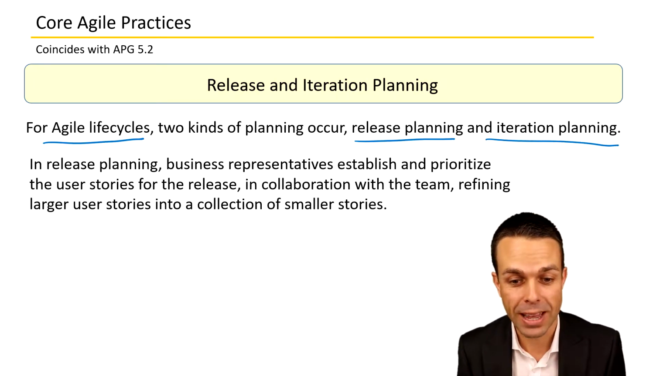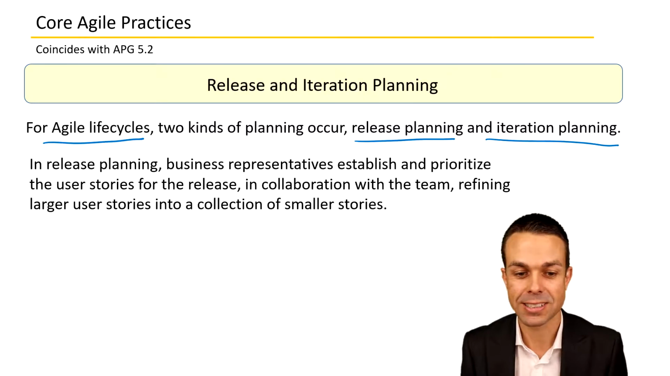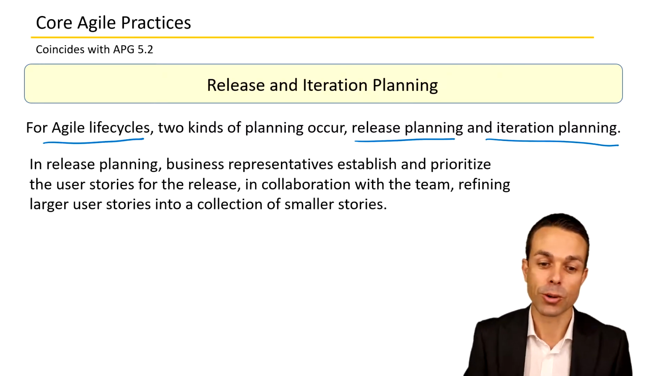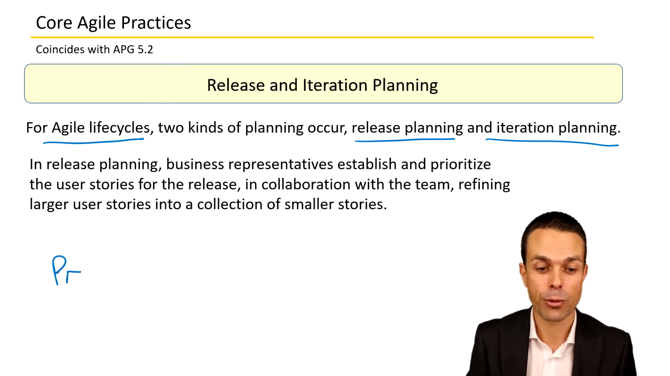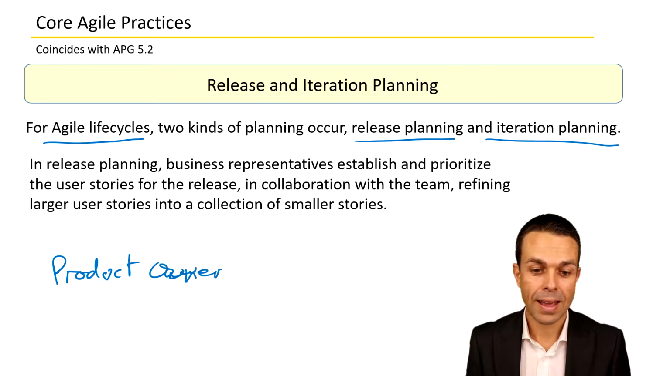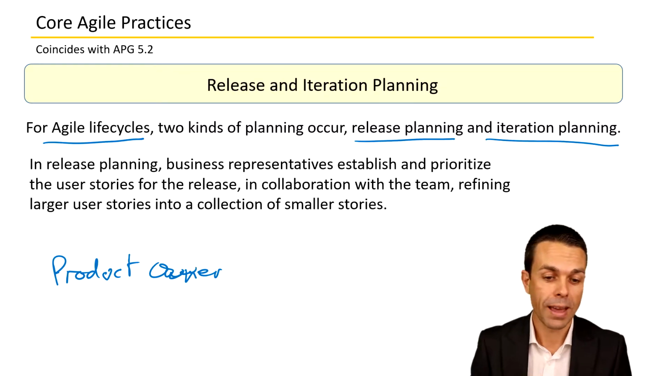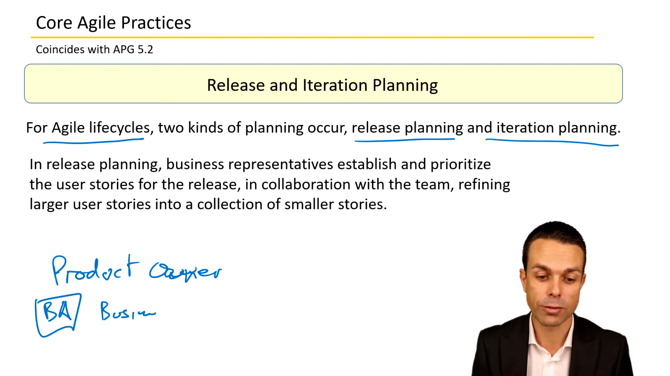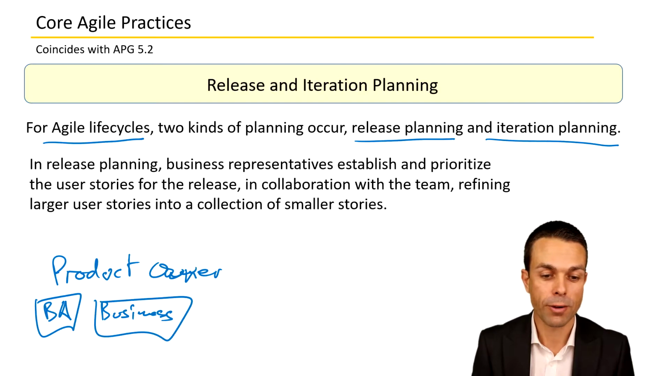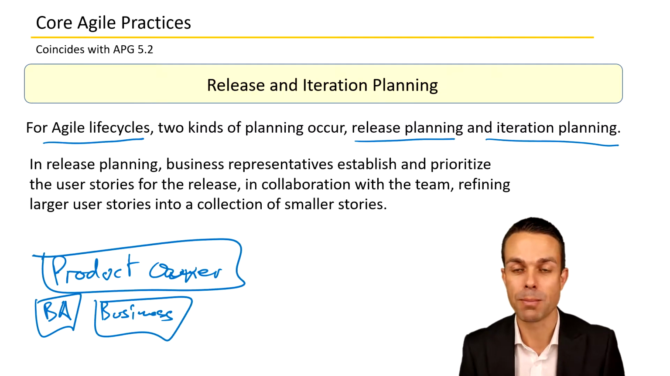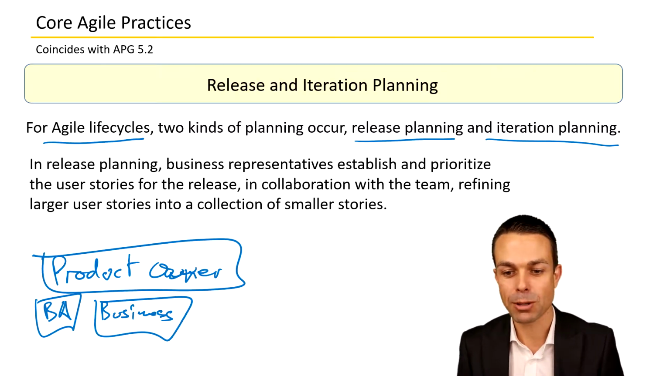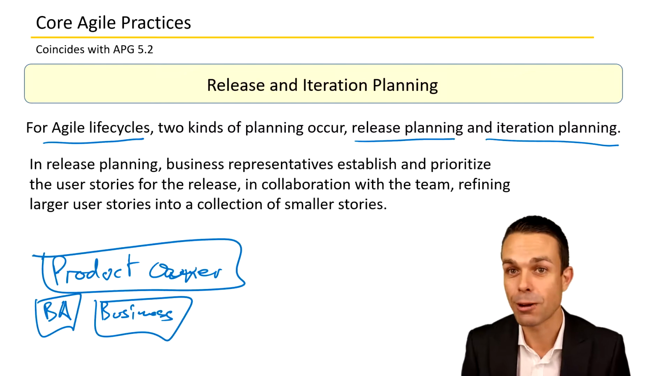Now, in release planning, our business representatives establish and prioritize user stories for the release. So our business representative, remember, is that product owner role. And they're the person who represents the business, usually, or the customer who you're doing the work for. And that could be a BA role, for example, gathering the requirements, or it could be actually someone from the business themselves. But either way, they're defined as the product owner role in the whole team, gathering that whole team together, remember, for an Agile project. So they'll establish and prioritize user stories for a release.